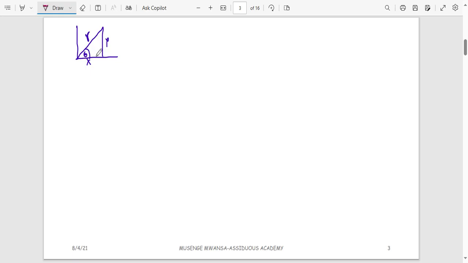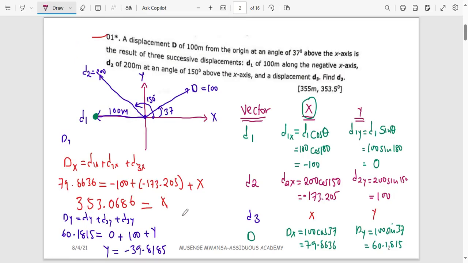You basically use the Pythagoras theorem. So r squared is equal to x squared plus y squared, if you remember from high school. Therefore, for me to find the r, I'm going to square root both sides. So r is going to be the square root of x squared plus y squared. So that's what we are going to do also here.